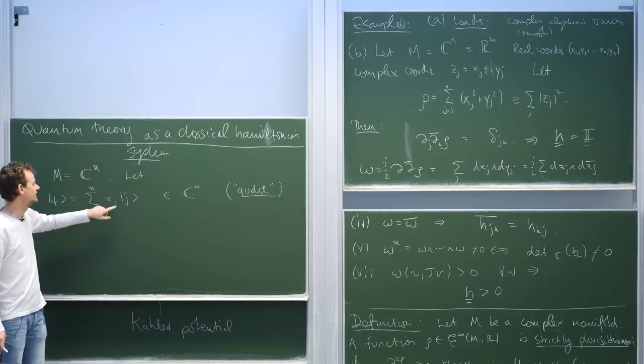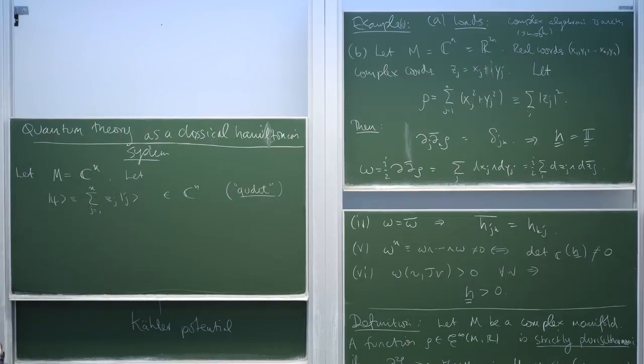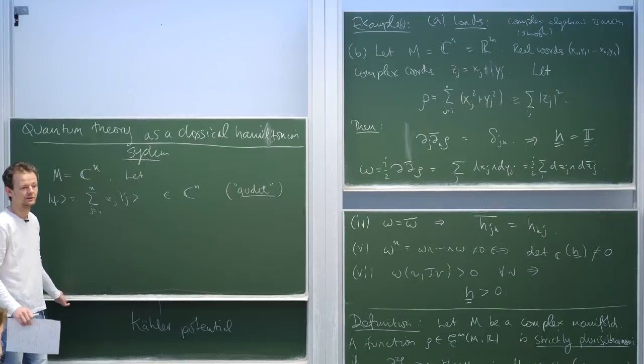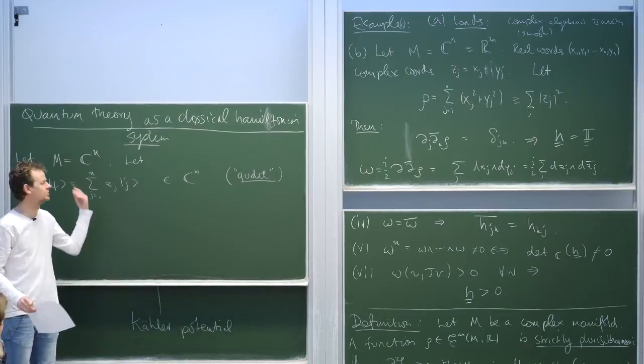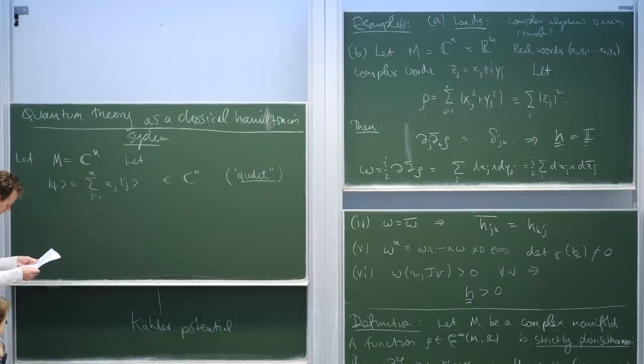The state vectors live inside that space there. Of course, to be a state vector, they have to be normalized. I'm not going to impose that constraint here. Subnormalized or supernormalized states are allowed. That's okay.